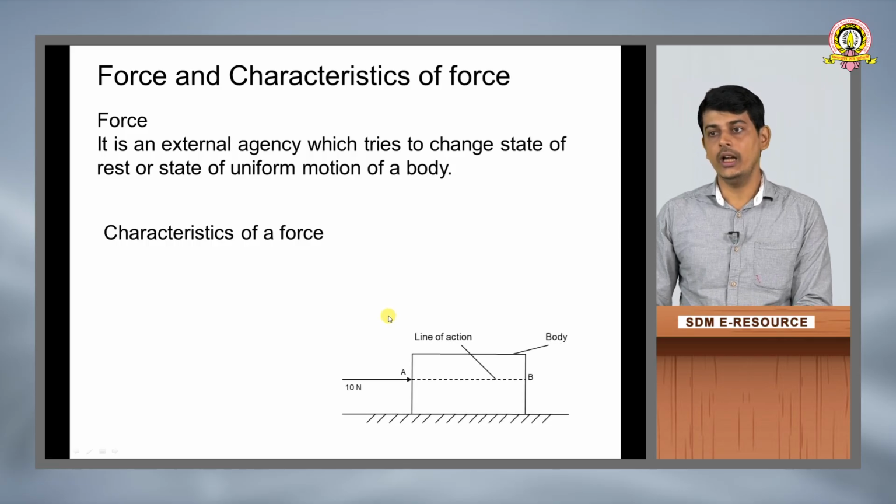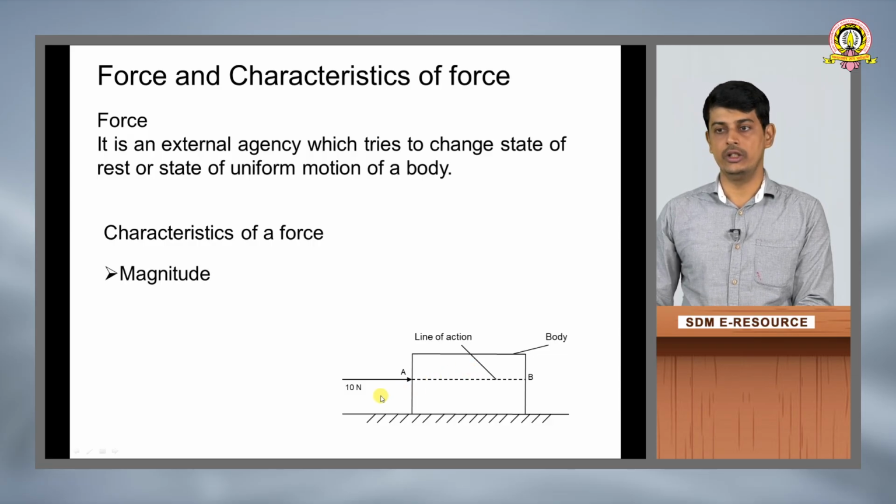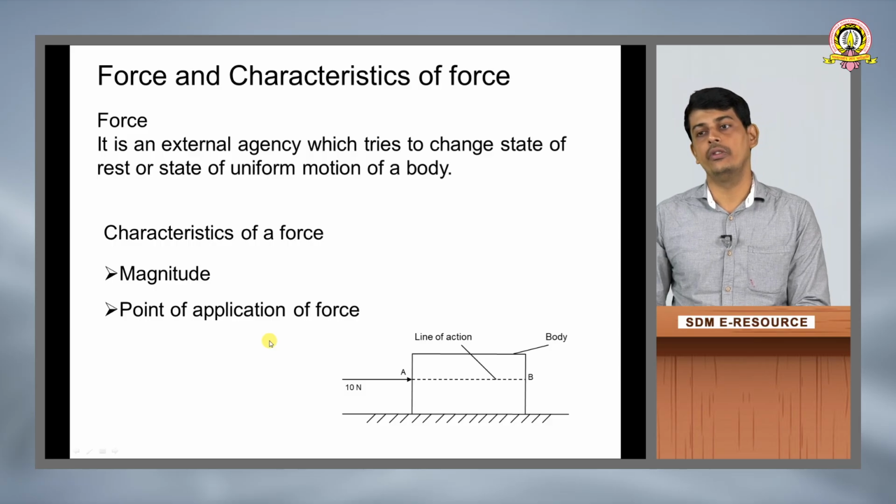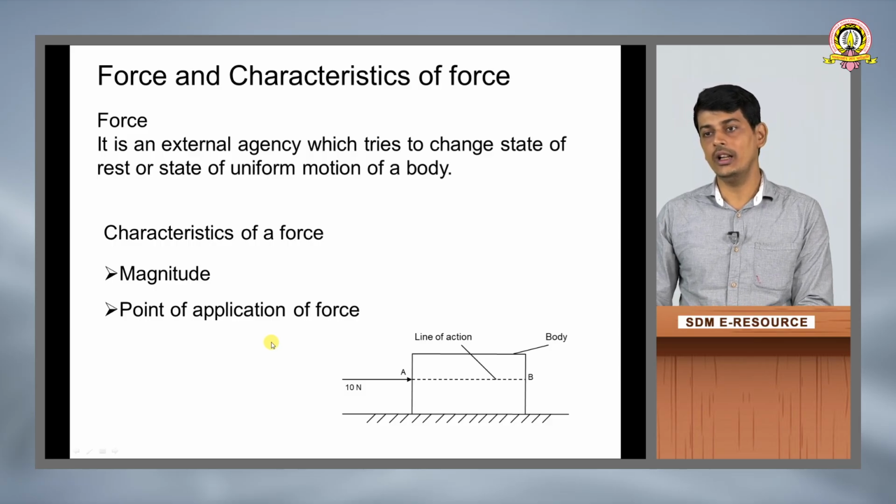Here I have a body. On that body, a force of 10 Newton is acting. To define it, first one, the magnitude. Magnitude is nothing but the amount of force acting on this particular body. In this example, 10 Newton represents the magnitude. Second one, the point of application of force. In this example, point A is the point of application of force.